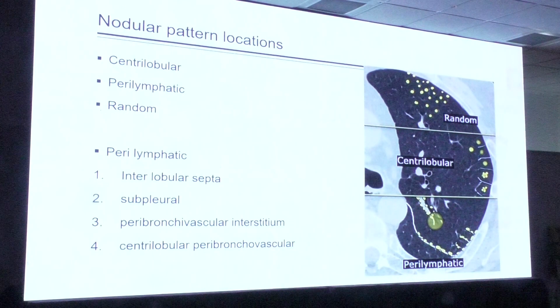So that is the random nodules. The second one, the one in the middle, is classical centrilobular nodules, and the one in the bottom shows the perilymphatic nodules and also interlobular septa nodules, and also the peribronchovascular nodules, and the one in the circle is the centrilobular peribronchovascular area. So it is very important.